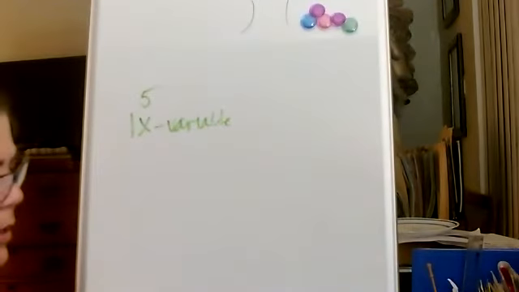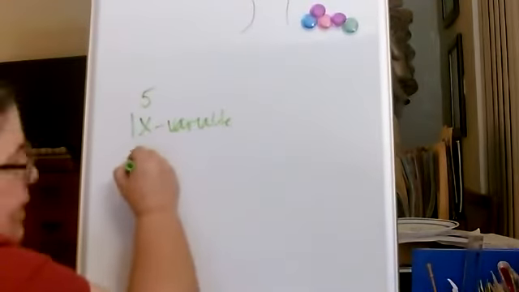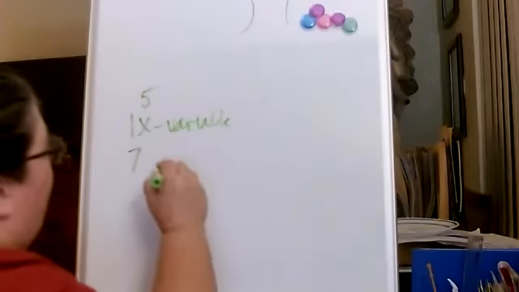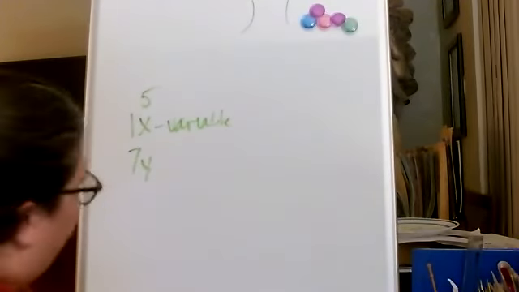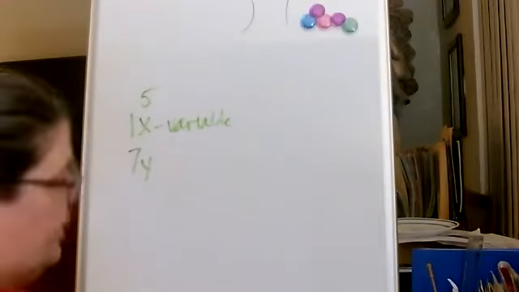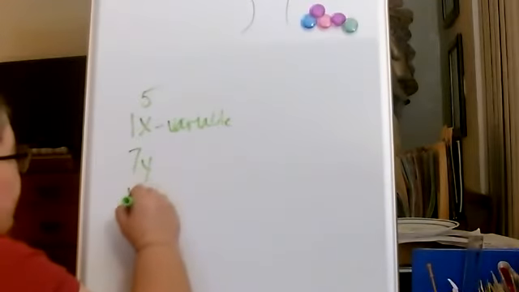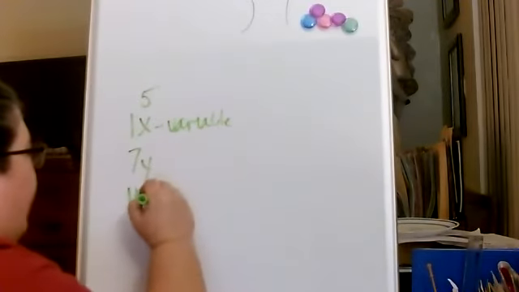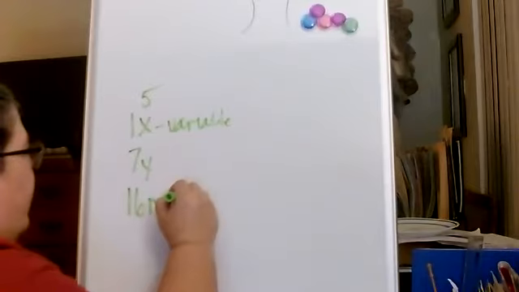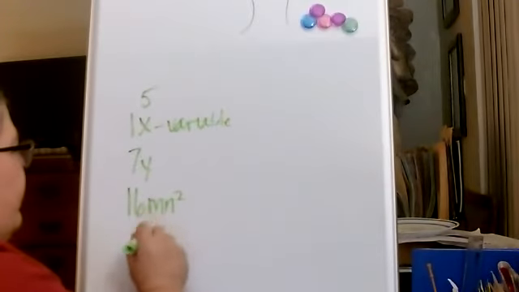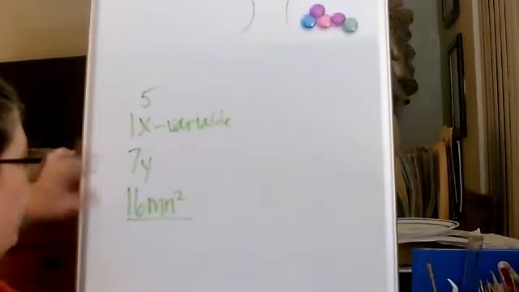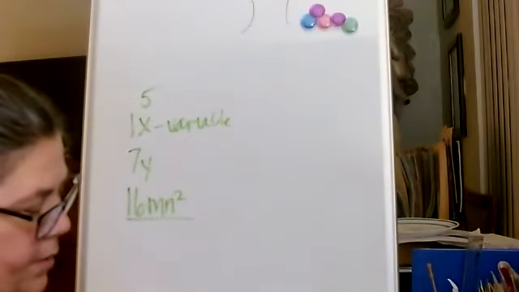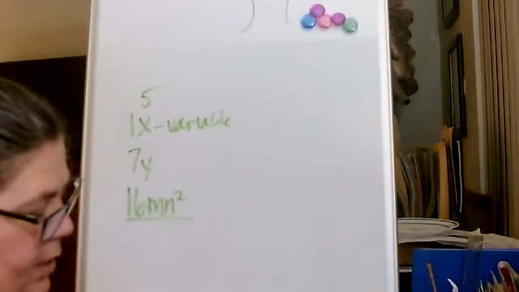Remember that. 7y, that is a term. It's a number and a variable. Also, 16mn squared. Lots of things in there, but it's still a single term: a number and more than one variable.